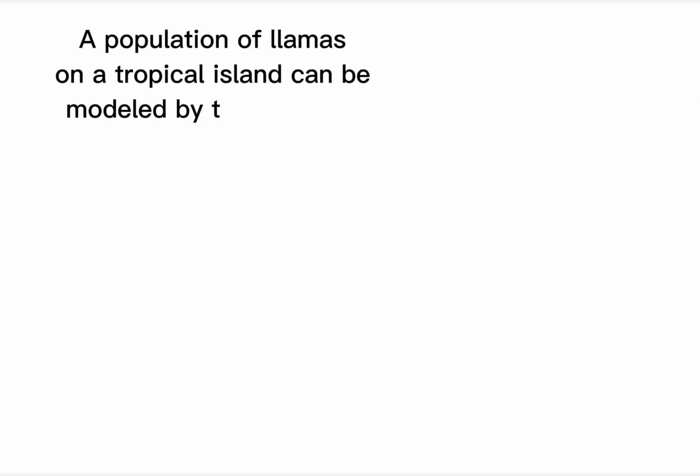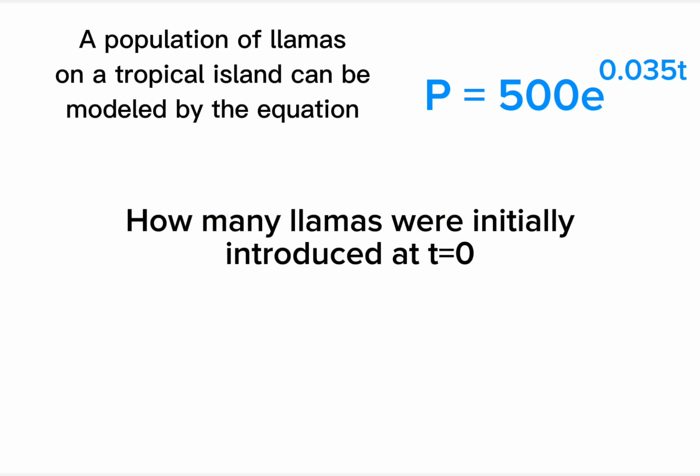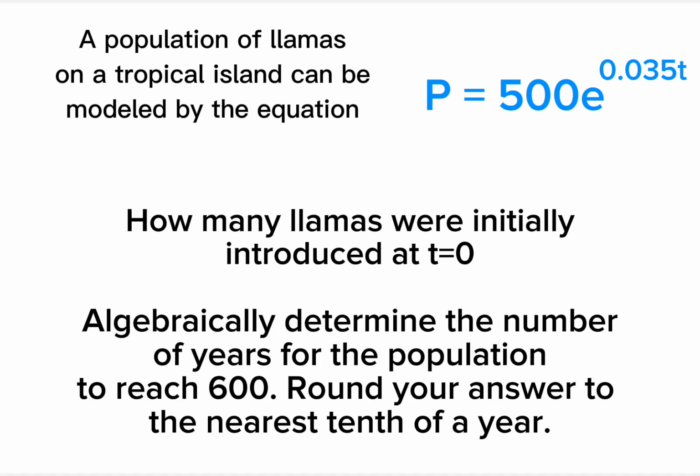For example, let's say a population of llamas on a tropical island can be modeled by the equation P equals 500e to the power of 0.035t. How many llamas were initially introduced at t equals 0, and algebraically determine the number of years for the population to reach 600? Round your answer to the nearest tenth of a year.